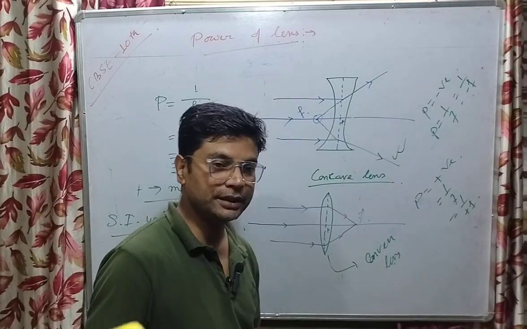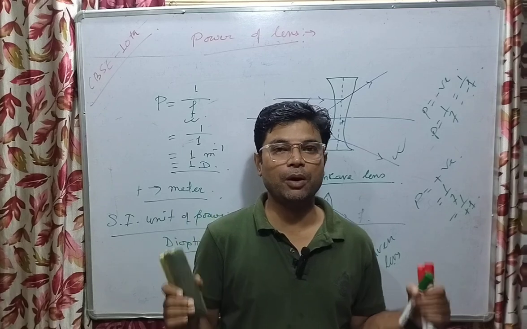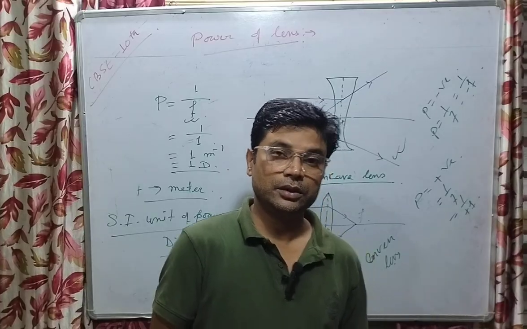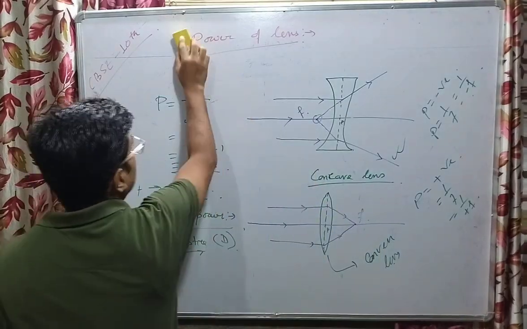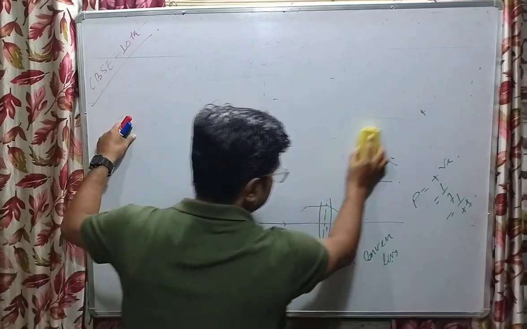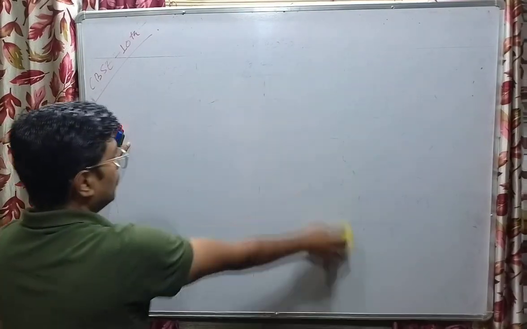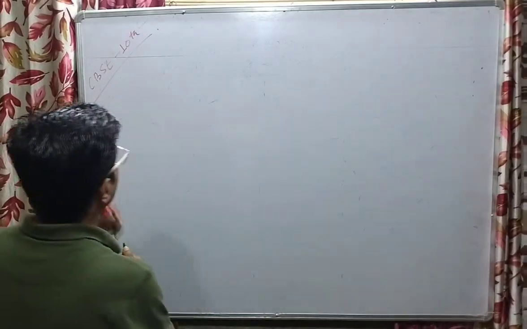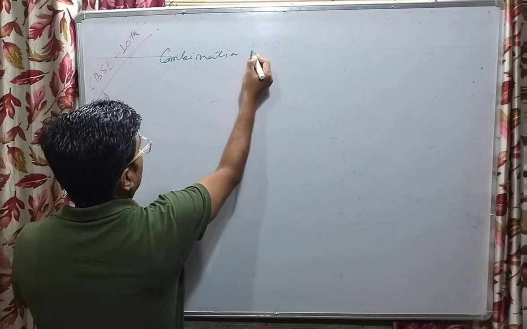Now students, I am going to discuss another important topic, combination of power of two different lenses. I have already discussed the power of a lens, and I will conclude it in a single video. Okay, combination of two lenses. Suppose you are given two different lenses. One is concave and the other one is convex. Then what will happen? Combination of lenses.